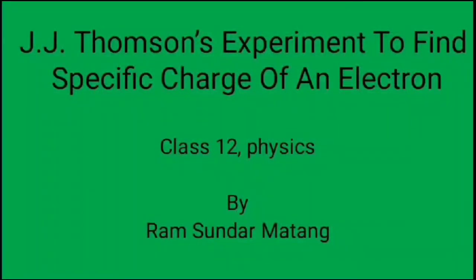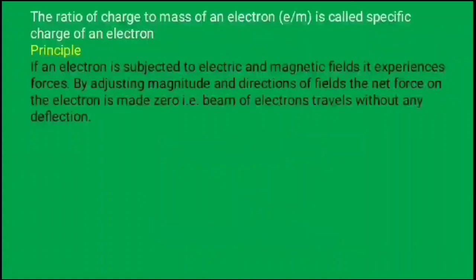In this video I am going to discuss the J.J. Thomson experiment, which was performed by Sir J.J. Thomson in 1897 to find the specific charge of an electron. So what is specific charge? The specific charge of an electron is simply the ratio of charge to mass of an electron.